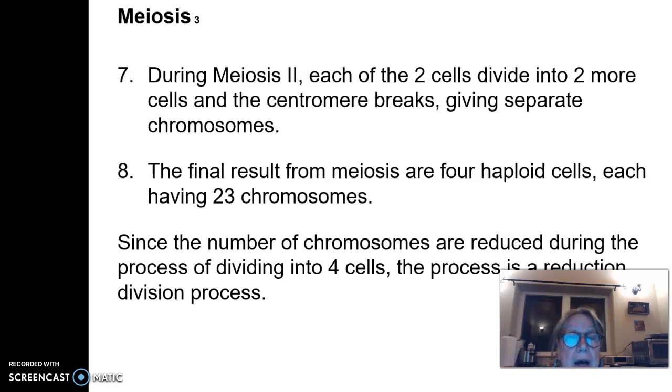In meiosis 2, the second stage, each cell divides into 2 more cells, and then the centromere breaks, giving more chromosomes. The final result is 4 haploid cells, each having 23 chromosomes. Since the number of chromosomes is reduced during the process, it's called reduction division. So you start out with 46, it divides to 23 each, and you end up with 4 cells with 23 each. So do the math.